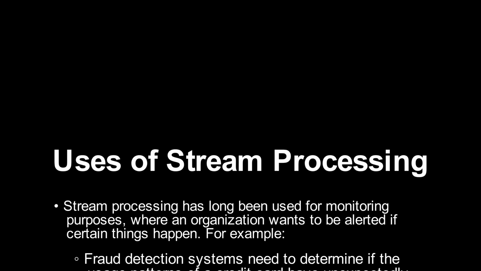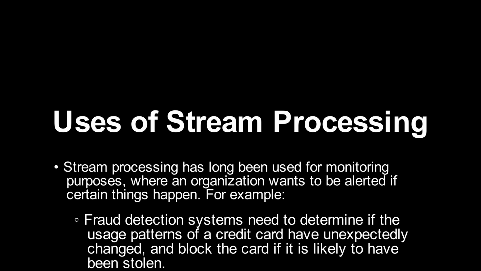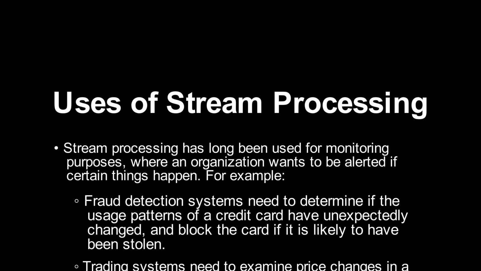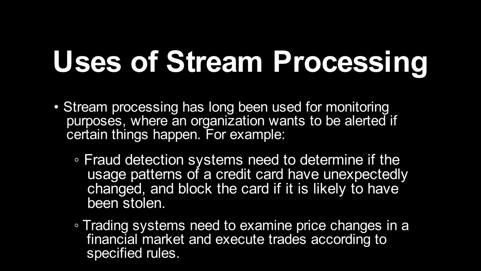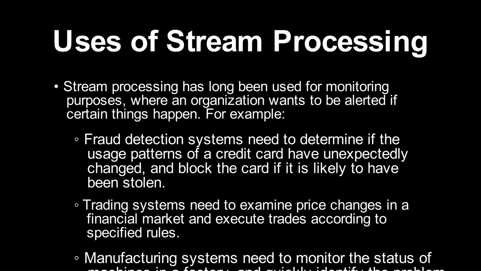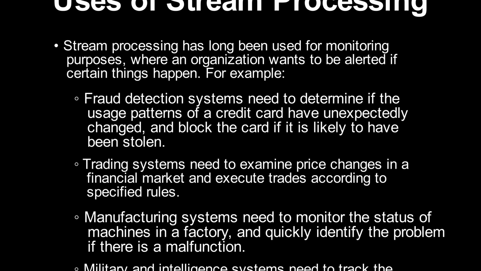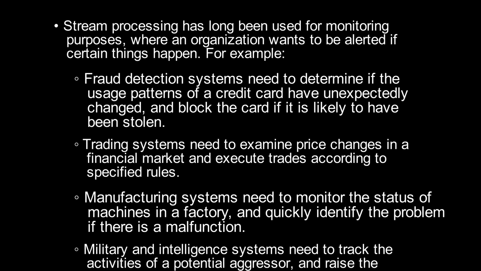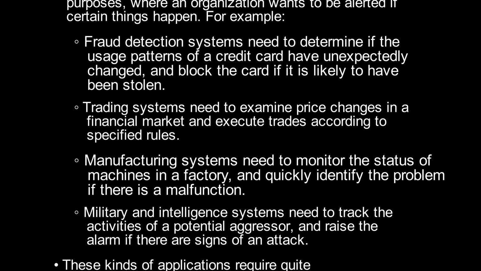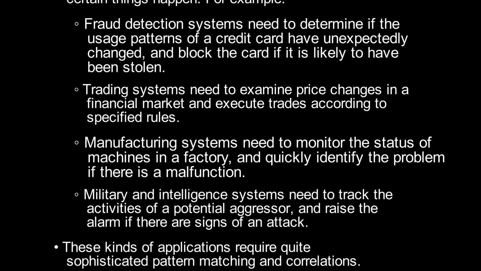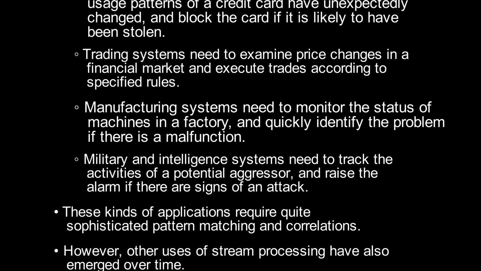Uses of stream processing. Stream processing has long been used for monitoring purposes, where an organization wants to be alerted if certain things happen. For example, fraud detection systems need to determine if the usage patterns of a credit card have unexpectedly changed, and block the card if it is likely to have been stolen. Trading systems need to examine price changes in a financial market and execute trades according to specified rules. Manufacturing systems need to monitor the status of machines in a factory and quickly identify the problem if there is a malfunction. Military and intelligence systems need to track the activities of a potential aggressor and raise the alarm if there are signs of an attack.